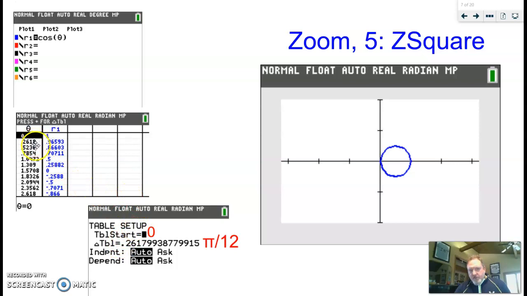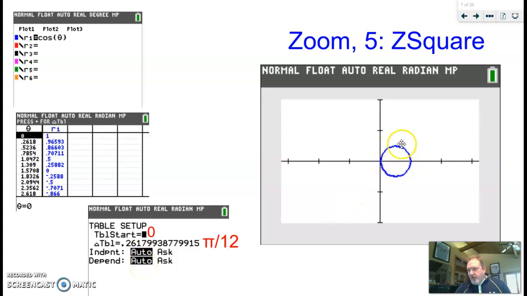We're going to start here. You can see I just went here by theta, that's fine. Our table setup went 0, pi over 12. Again, if you did in degrees, that's cool too. You just do 0 and 15, and this would go 0 to 360 by 15s here. And I put this on auto, so it automatically calculates.